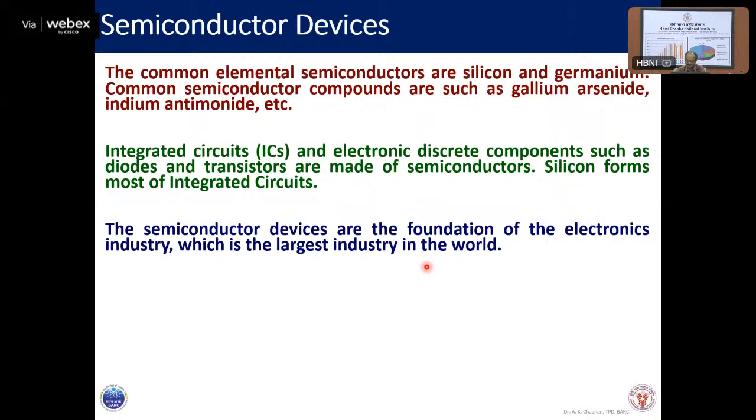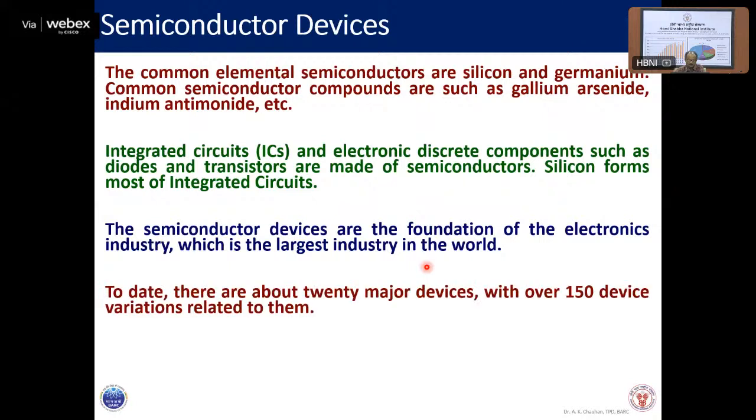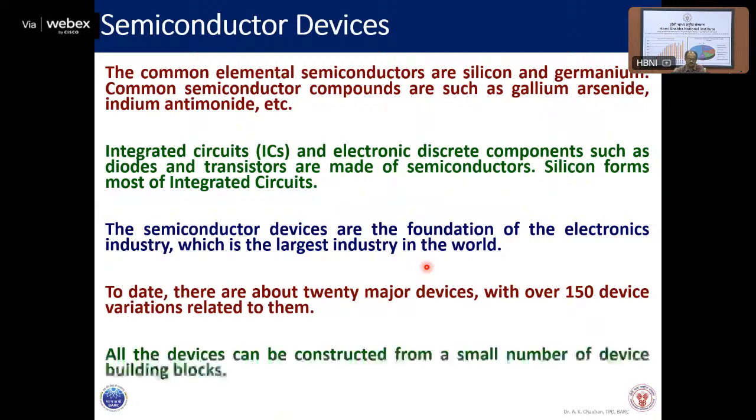The semiconductor devices are the foundation of the electronic industry, which is the largest industry in the world. To date, there are about 20 major devices with over 150 device variations related to them. All these semiconductor devices can be constructed on the basis of a few device building blocks. If you make a few device building blocks, all the devices contain that.